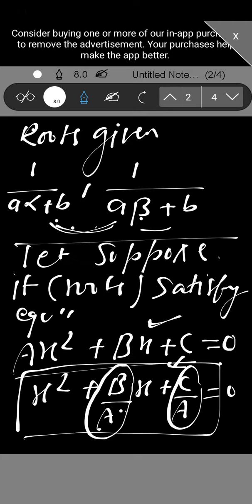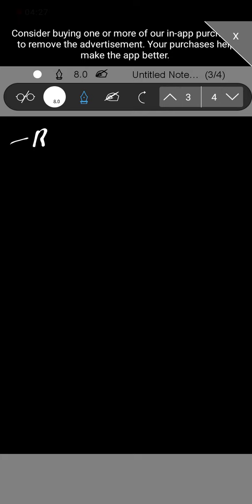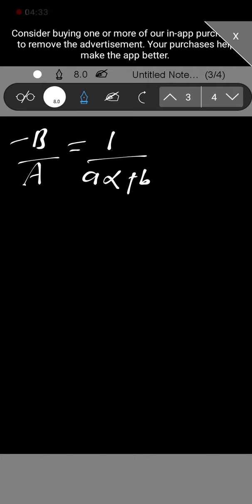So we have the sum of two roots equal to -b/a. Here we have -b/a equal to 1/(aα + b) plus 1/(aβ + b), these two roots.